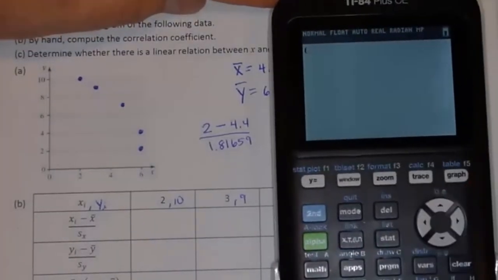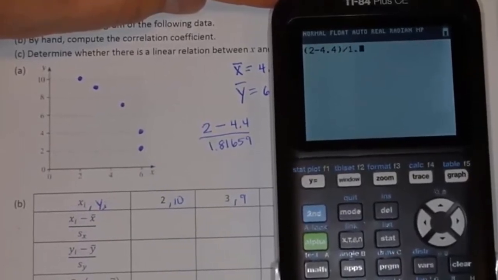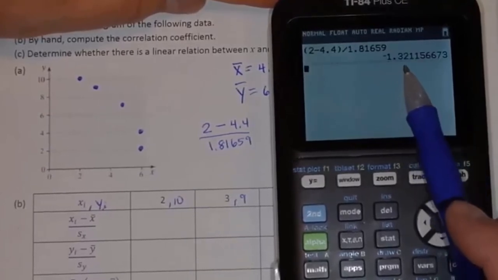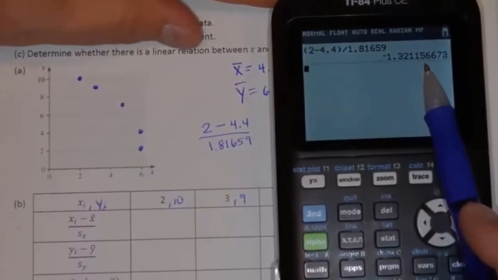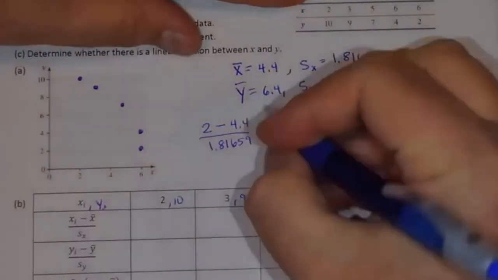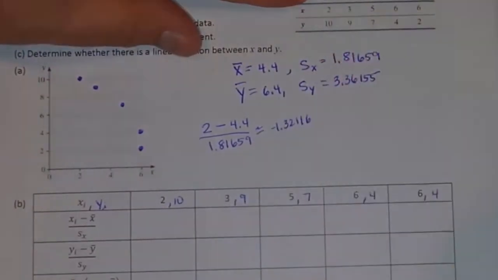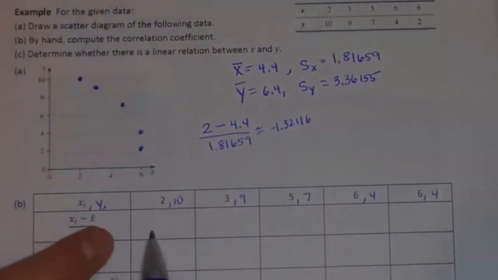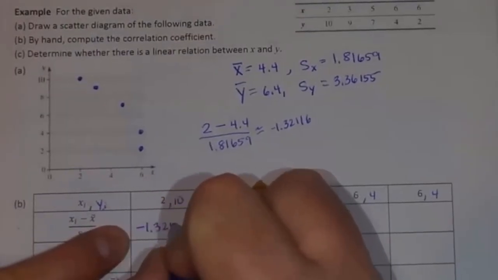So if I do that, I'm going to use parentheses, 2 minus 4.4, close parentheses, divided by 1.81659. And that gives me negative 1.32116 if I round to 5 places again. So this would be about negative 1.32116. That's what I have right here for the x coordinate 2, the z-score, negative 1.32116.